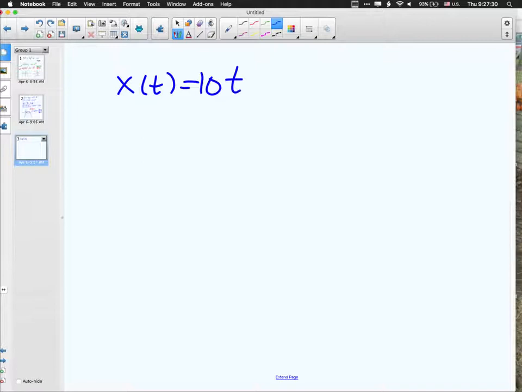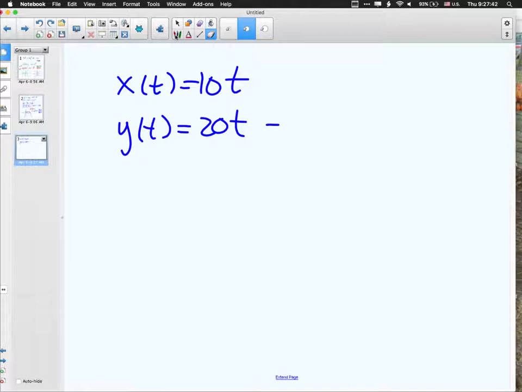x of t equals 10t, and y of t equals 20t minus 20t squared. Remember, I don't want you to do this parametrically. Just solve for y. I want to know what y is in terms of x. Also, when we do plug this in, I'm going to want to keep the other one in there. I want this one to be like function 2. It's easy to plug in. Of course.